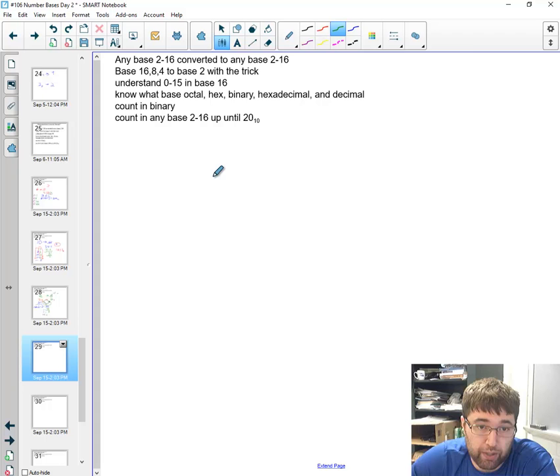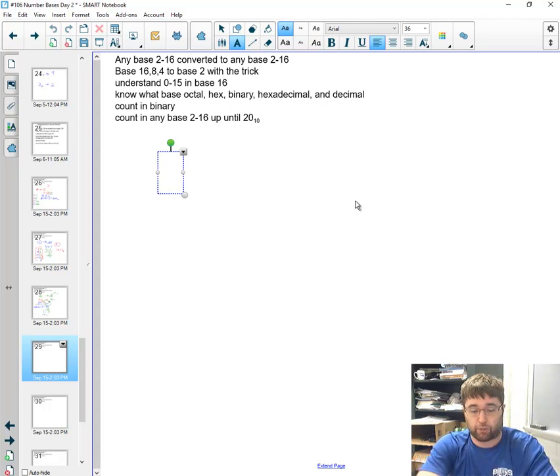Understand 0 to 15 in base 16. What that means is you should be able to count. So let's count.